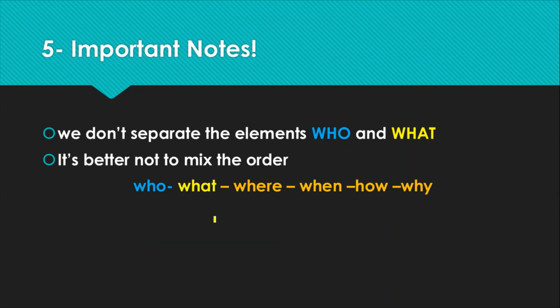Perfect. Then again, important notes to keep in mind. So we never separate the elements who and what. These two always go hand in hand. They are never, ever separated from each other in a sentence, right? We need them together so that we can create a complete sentence. The next thing is do not mess with the order of the units. So first we have who, then what, where, when, how, and why. All right, so you keep the order of these elements so as to create a complete and meaningful sentence in English.